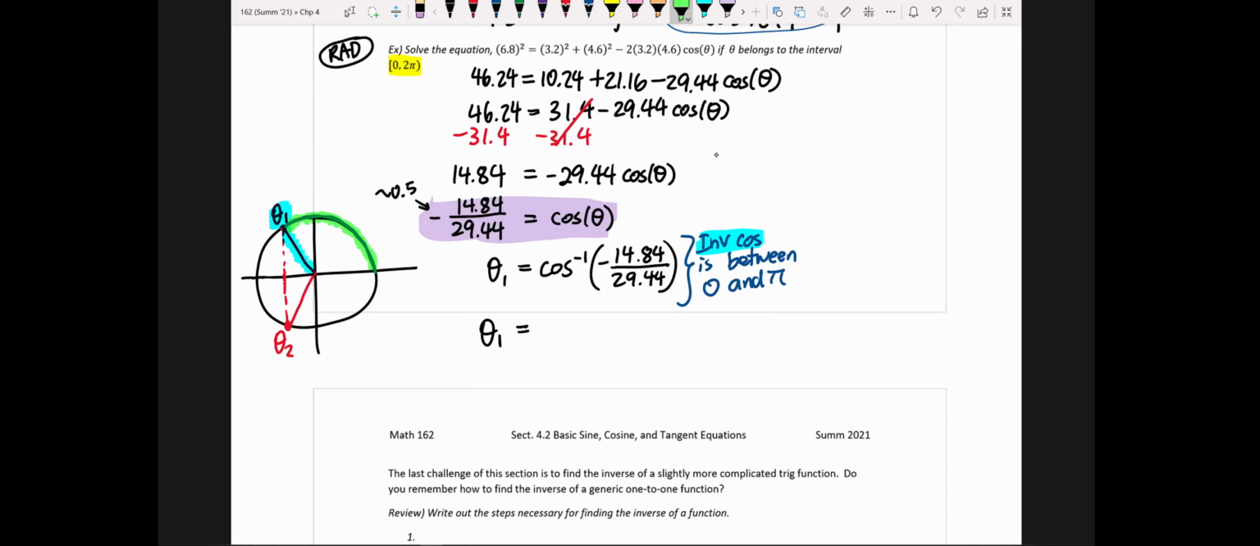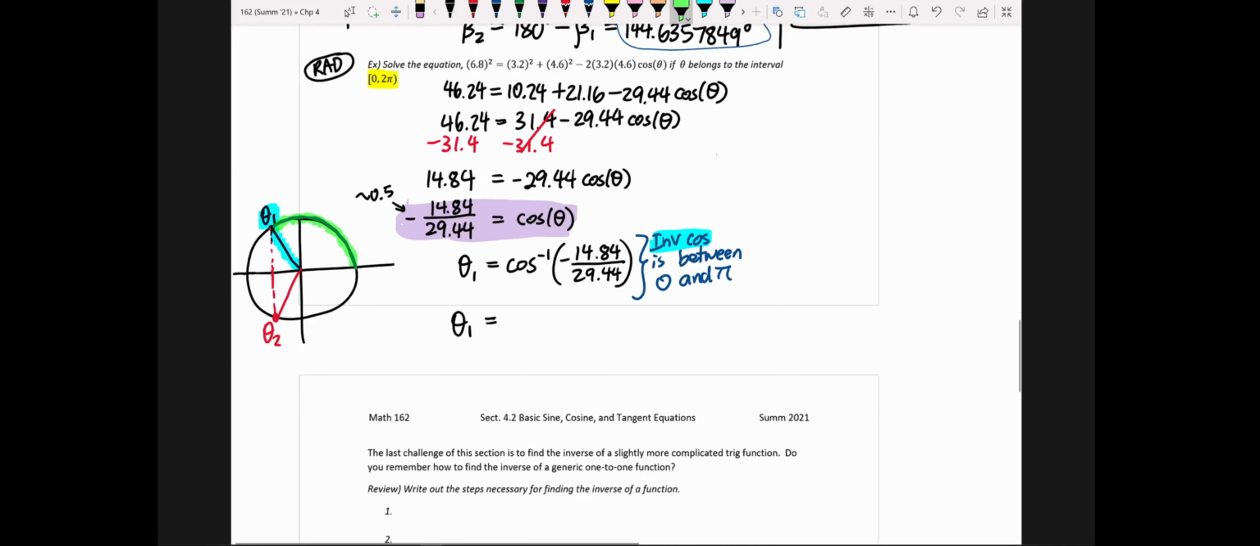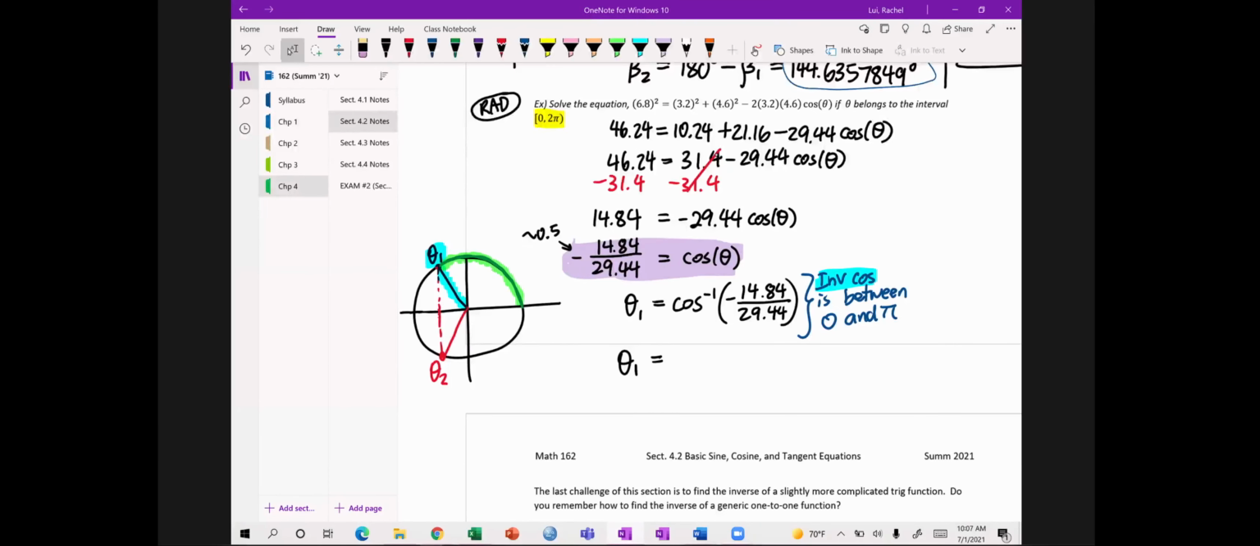So first, let's get the answer for theta 1. So let's put that in our calculator. Okay. And we need to switch over to radian mode. So students, switch over to radian mode. Report, what are you getting for theta 1? It's not your final answer, so you want to leave out all the decimal places. So let's report it. What are we getting for theta 1?